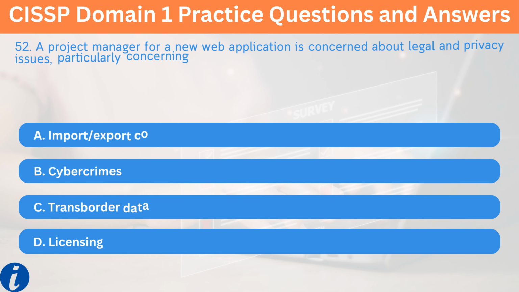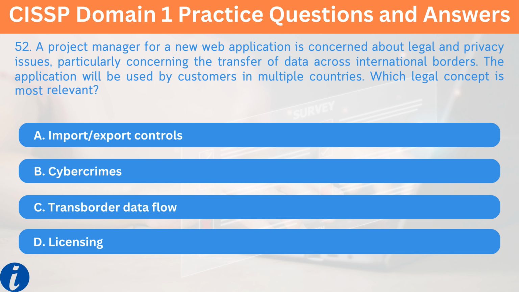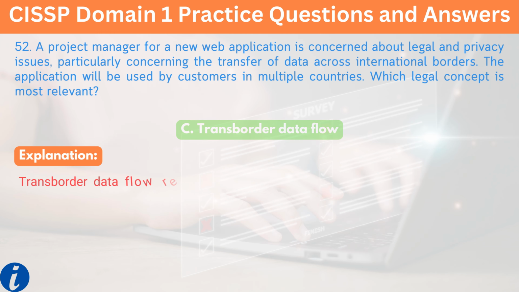52. A project manager for a new web application is concerned about legal and privacy issues, particularly concerning the transfer of data across international borders. The application will be used by customers in multiple countries. Which legal concept is most relevant? A. Import-export controls. B. Cybercrimes. C. Transborder data flow. D. Licensing. The correct answer is C.